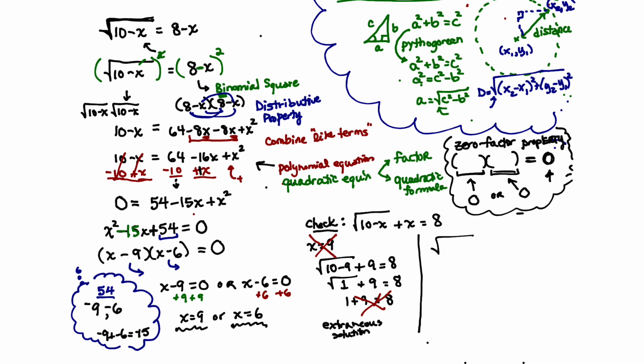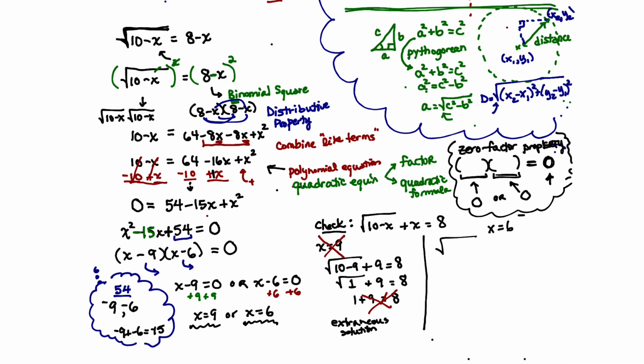So instead, let's check that second one, and hopefully this is not another extraneous solution. So we'll put 6 in for x and solve this equation. Again, do what's underneath our radical first. 10 minus 6 is 4. Square root of 4 is 2. 2 plus 6 is 8. That is looking much nicer. I think that is an official solution. And so we would say that there is a single solution to this radical equation, and that solution is x equals 6 only.